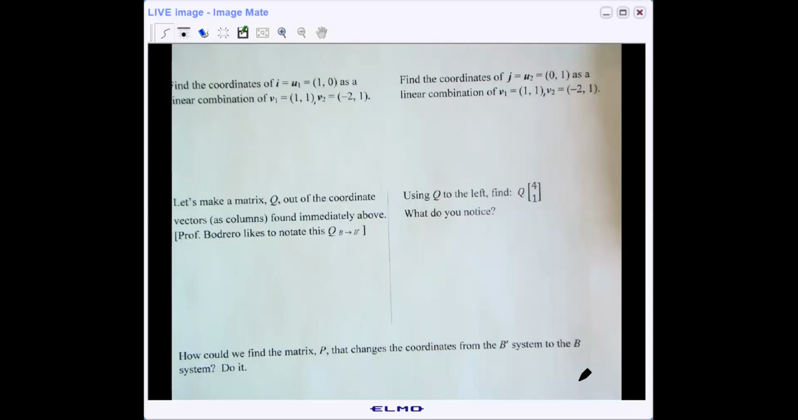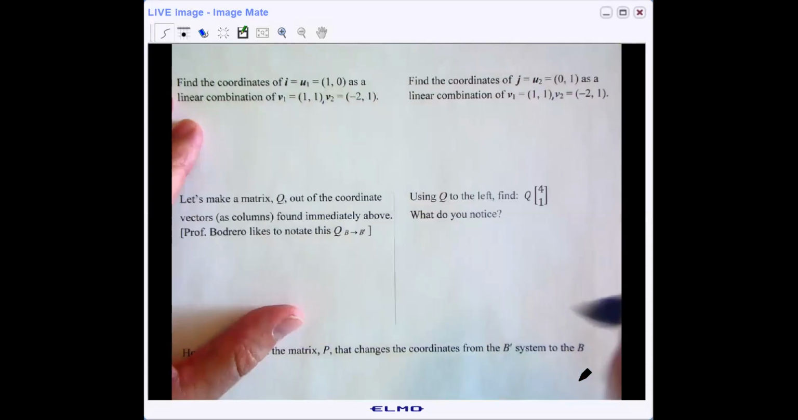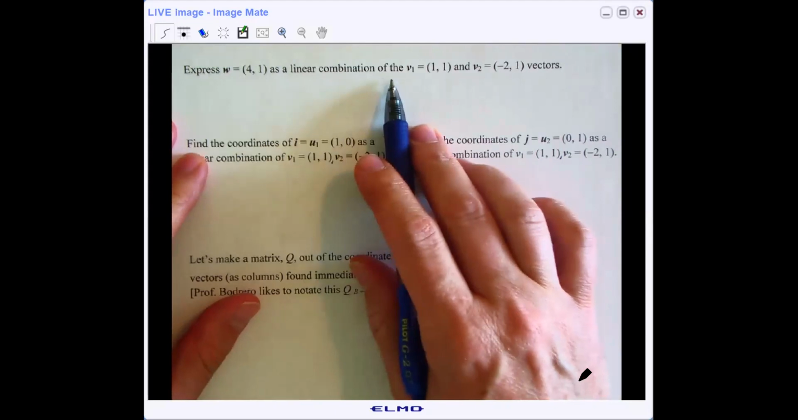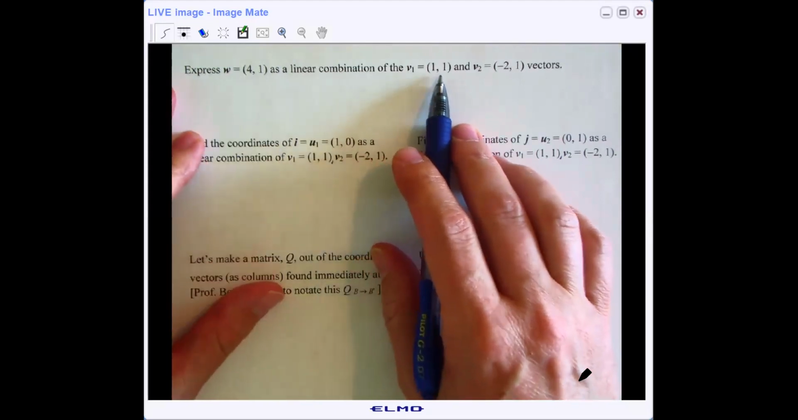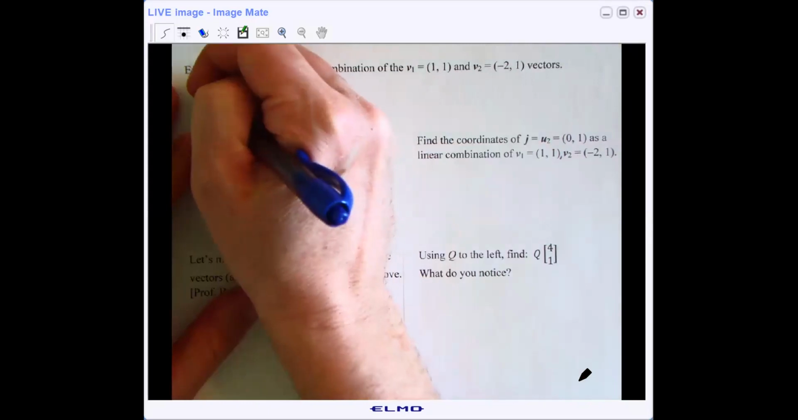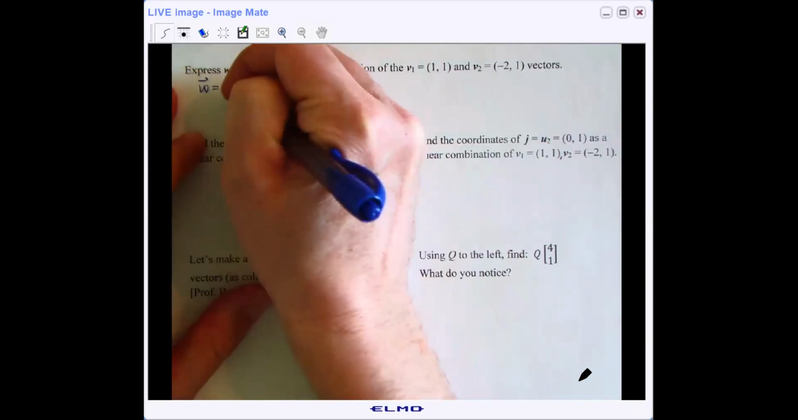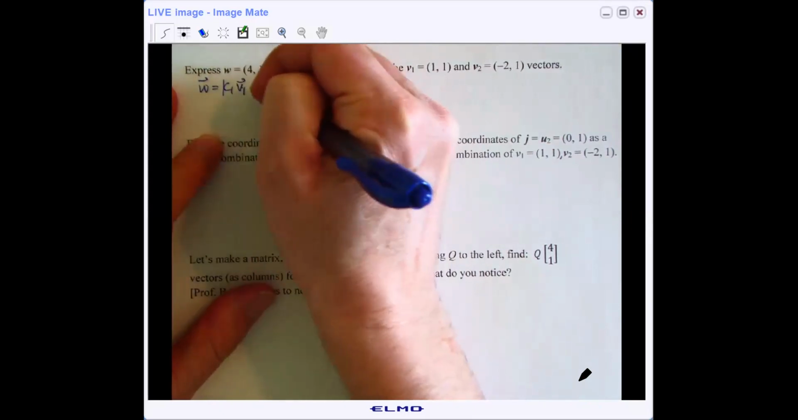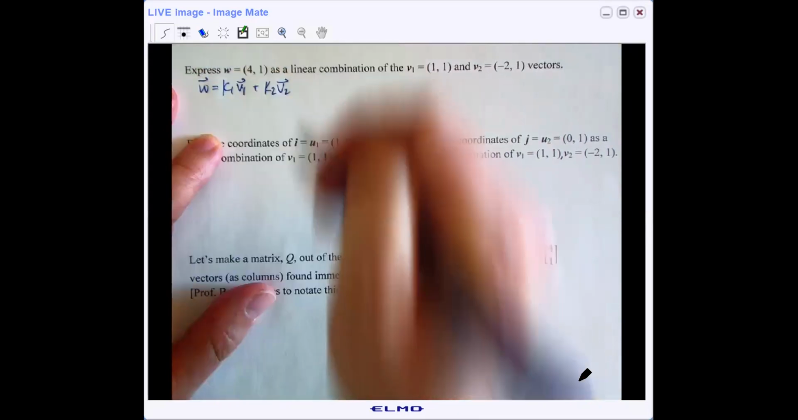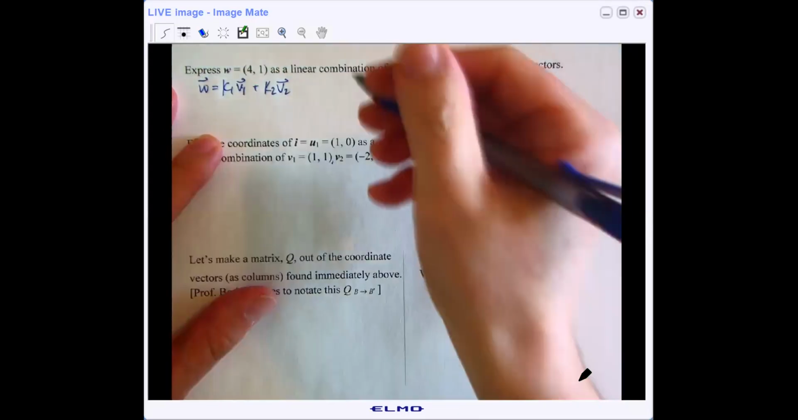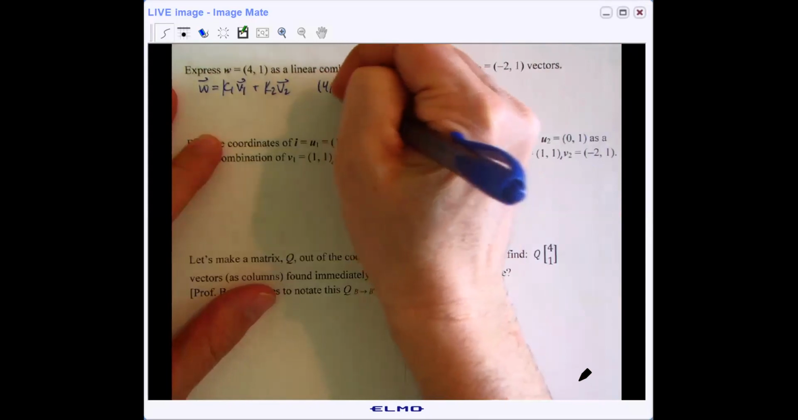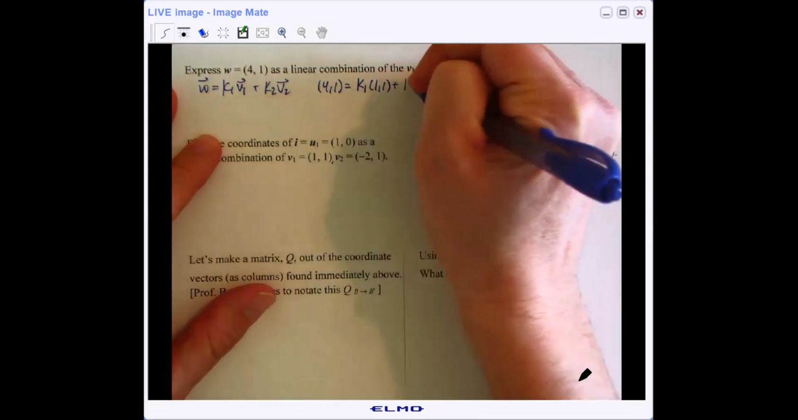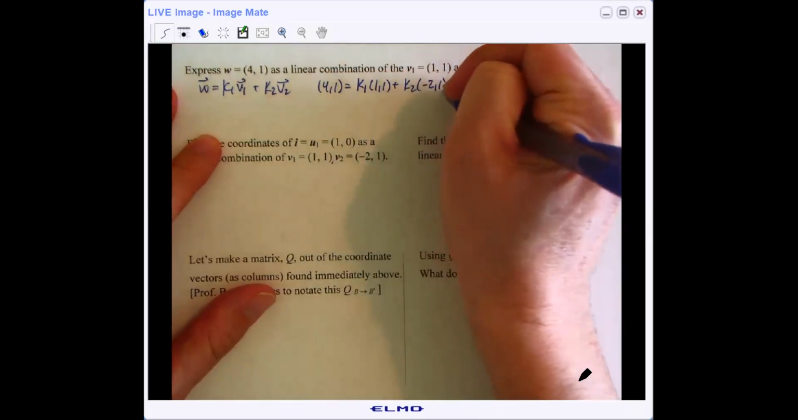All right, so what I'm going to do here is take and express the W vector as a linear combination of the 1, 1 and negative 2, 1 vectors. So to do that, remember that we're doing W is equal to some scalar multiple of vector 1 plus some scalar multiple of vector 2. I'll use K1 and K2. So literally what we've got going on here is 4, 1 is equal to K1 times 1, 1 plus K2 times negative 2, 1. Okay.